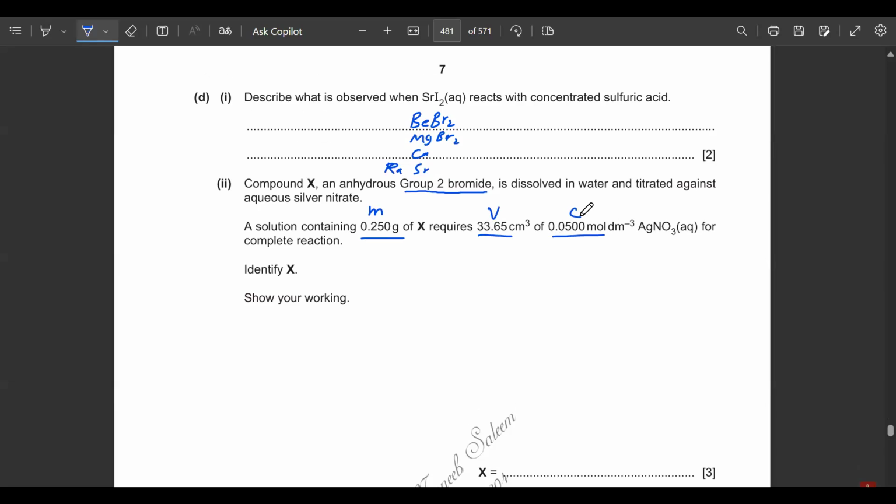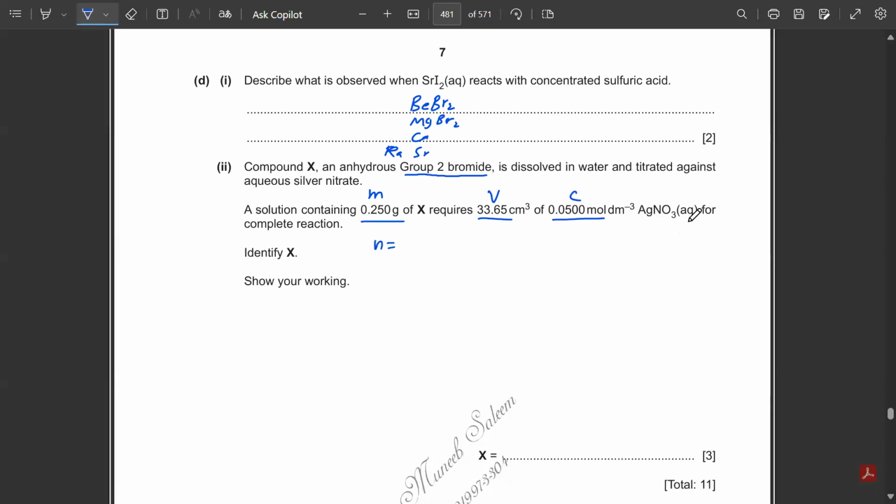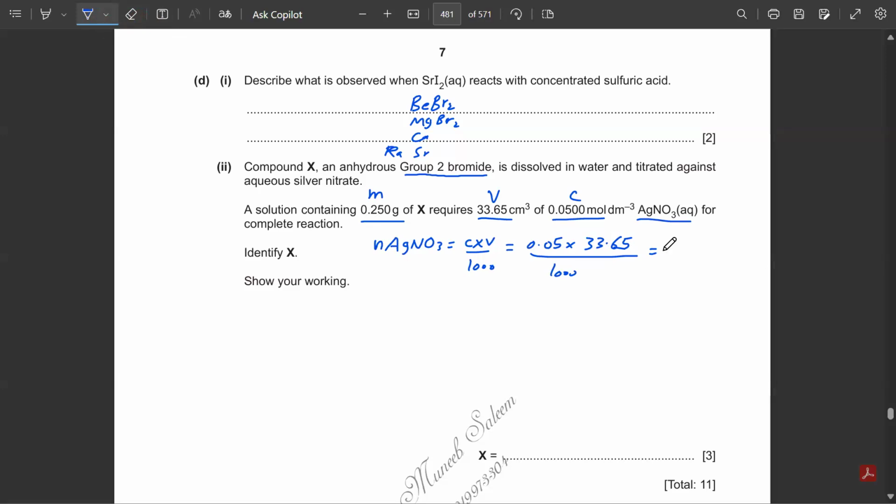Now, from the given values of volume and concentration, we can find out the moles. That will be the moles of AgNO3. So we're going to calculate moles for AgNO3. This will give us C into V over 1000. Now concentration is 0.05. Volume is 33.65 over 1000. Now this will give you 0.00168 moles. 0.00168 are the moles of AgNO3.